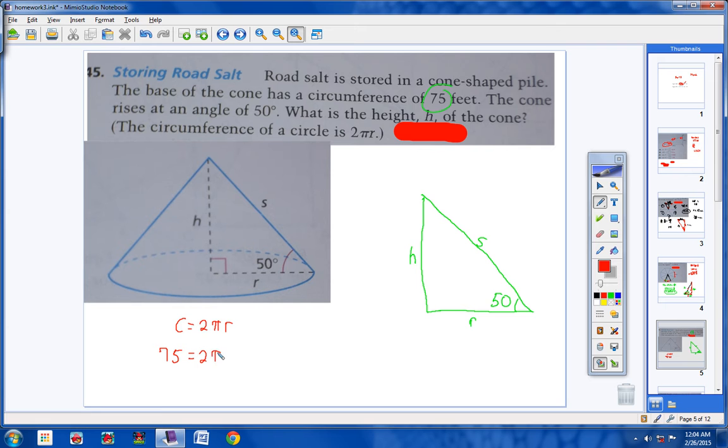Hey, I can find what r is very easily. Divide both sides by what? 2 pi. So with my calculator, I'm going to take 75, divide it by 2 and hit enter. Then I'm going to divide it by 3.14 and hit enter. And if you take 75 and divide it by 2 pi, you will get 11.943.